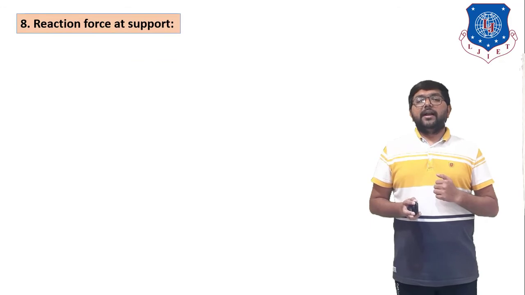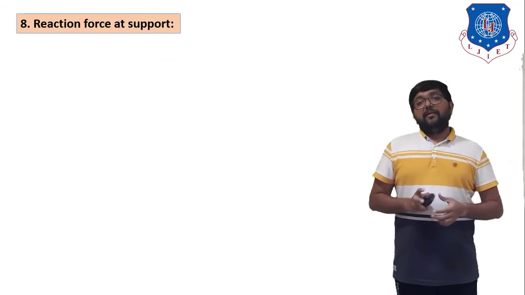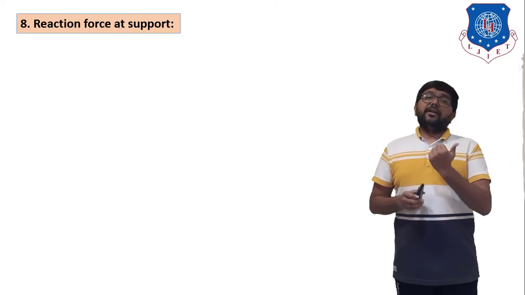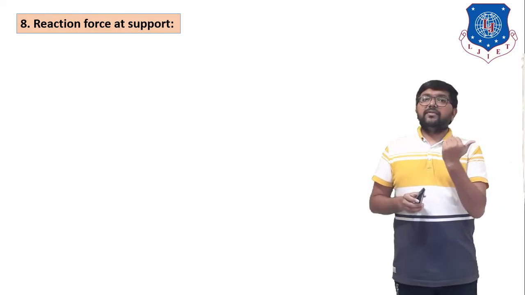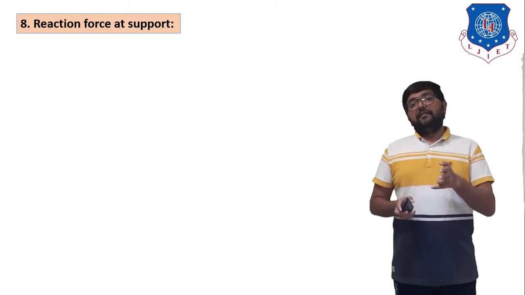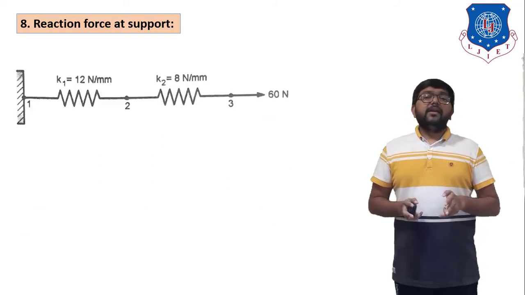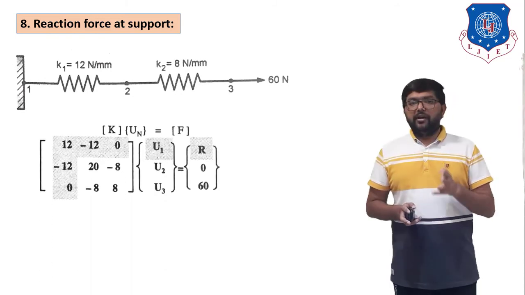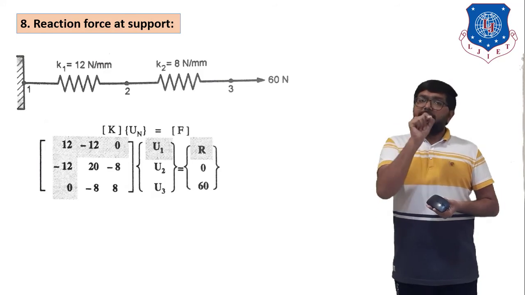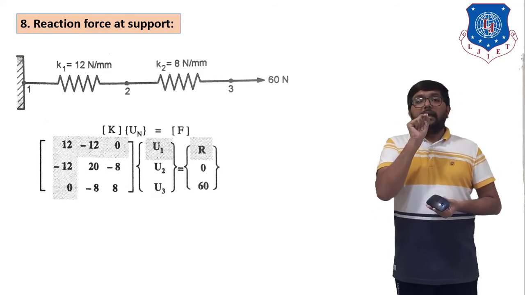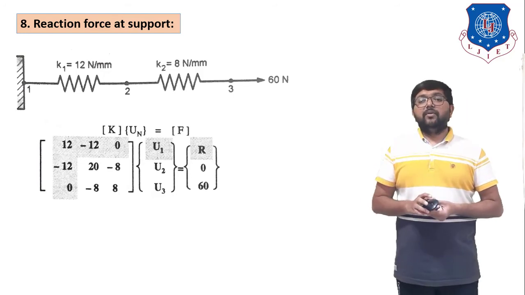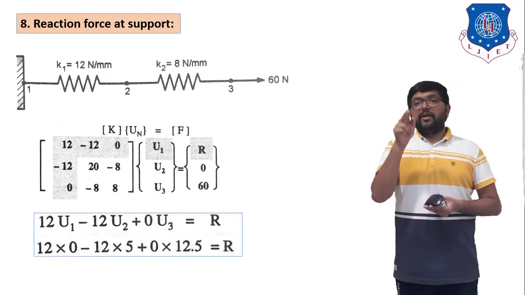Now we have to find out the reaction force at the support. We applied a 60 Newton force in the positive direction. So the value of the reaction force is also the same, 60 Newton, but in the opposite direction. That's why we have to find that value. Now in this figure we applied a 60 Newton force in the positive direction. So at the fixed support, that is node 1, a force is applied in the opposite direction. That's why we just have to consider the first row and first column.